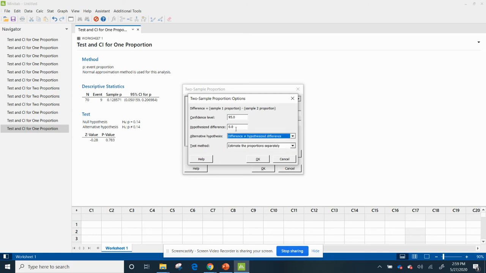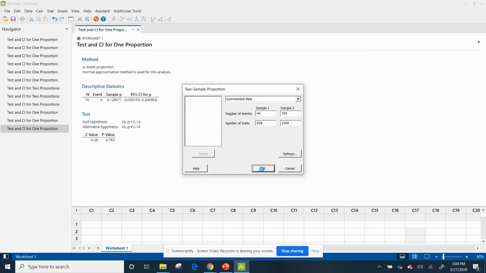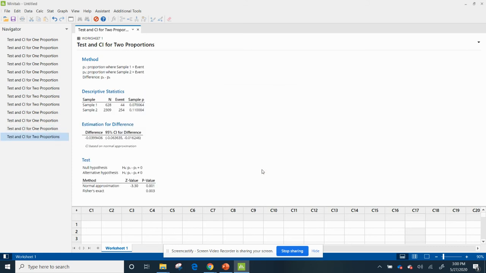My hypothesized difference is 0. And then for my test method, I'm just going to put estimate the proportions separately, just to make it easier on myself. I hit OK, hit OK. This is what I get.